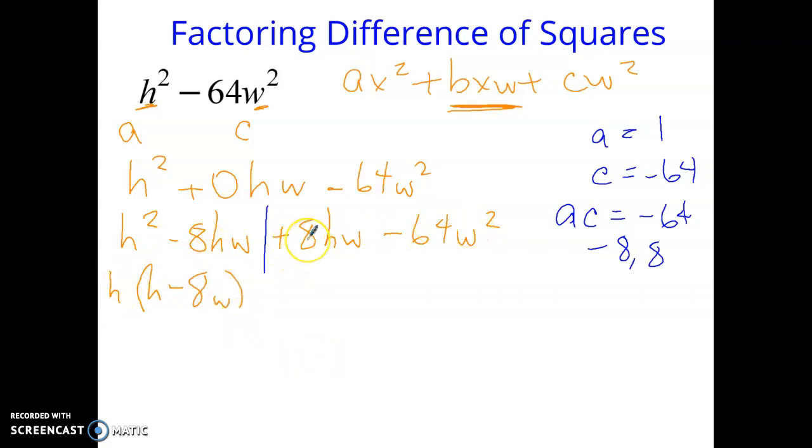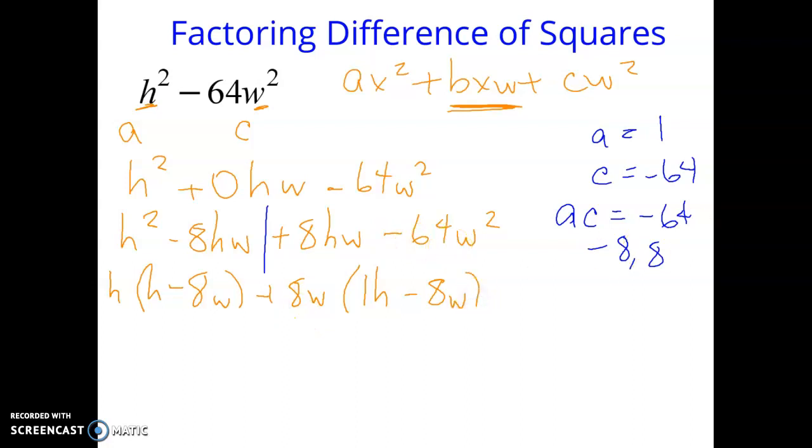All right, so now I look here. I've got 8hw and 64w squared. I need to get the GCF of those. The GCF between 8 and 64 is 8, and that's going to be a positive because I need my signs to stay the same. There's not an h in the GCF because they don't both have h, but they do both have w, and the smallest exponent is 1. And now let's divide. 8 divided by 8 is 1, and I still have the h there. Negative 64 divided by positive 8 is negative 8. And subtract my exponents. 2 minus 1 is 1.